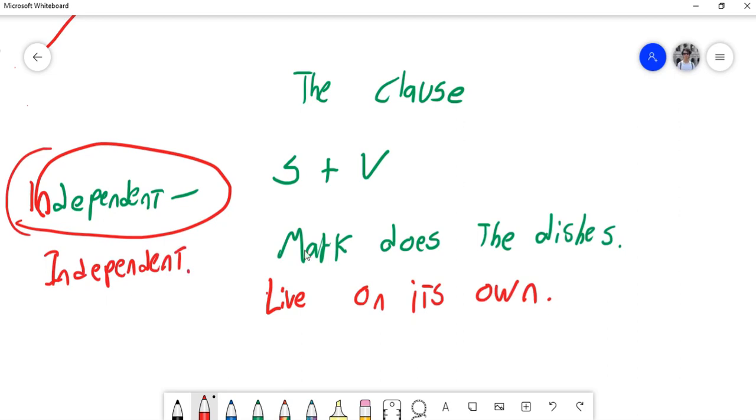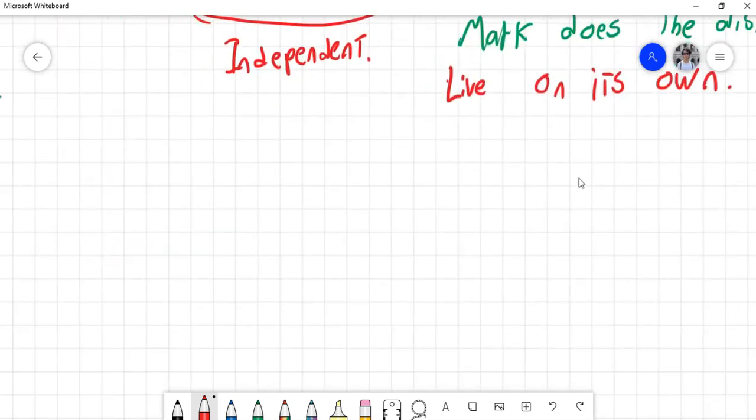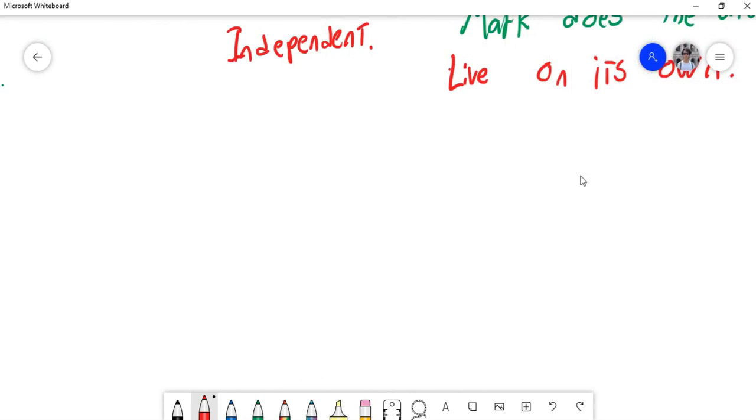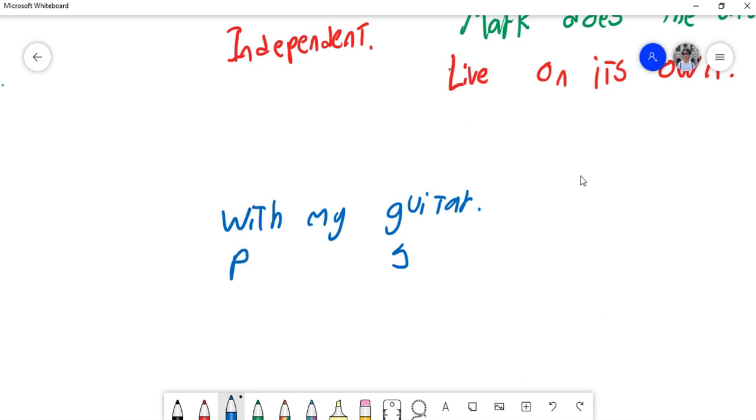We also have dependent clauses, because they depend on more information. For example, with my guitar. Okay, we have a subject and a preposition. However, if I say with my guitar, you might be wondering, okay, with my guitar, what? What are you doing with your guitar? Why do you even say that?